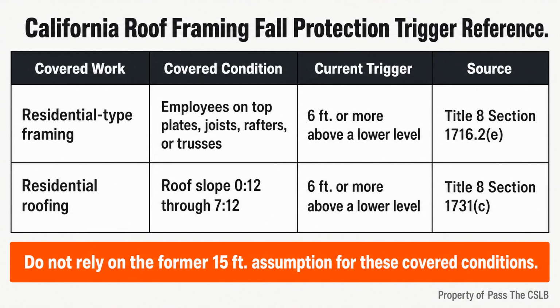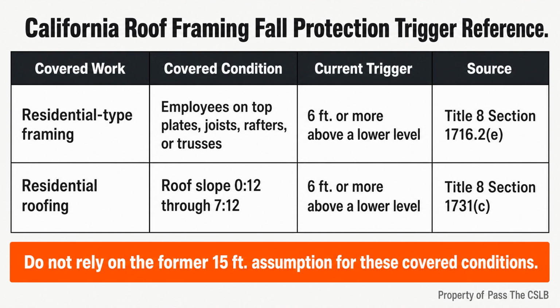I put the current trigger on screen because outdated job site memory can be dangerous. The report specifically warns against relying on the former 15-foot assumption. For the covered residential framing and roofing work, the current trigger in the report is 6 feet. I want that number treated as a present supervision requirement, not as an optional best practice.